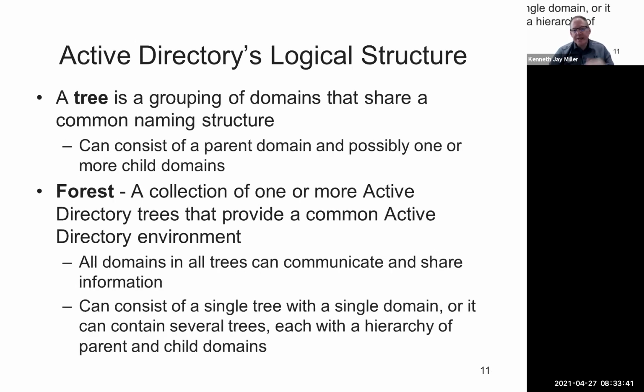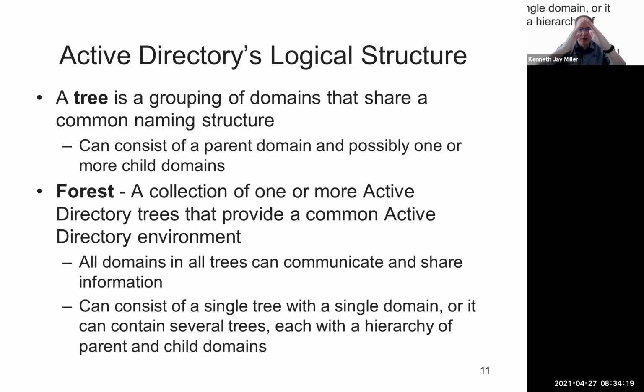Now, the next step up from the domain is the tree. And a tree is a grouping of domains that share a common naming structure. So we may contain the domain name of Tesla.com, but we may have walnut.tesla.com, Syracuse.tesla.com. And then we may have the forest, so those would all be trees. And then the forest would be Tesla.com, right?